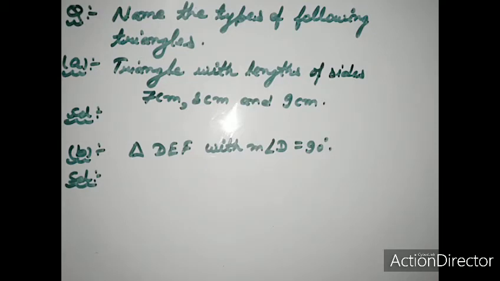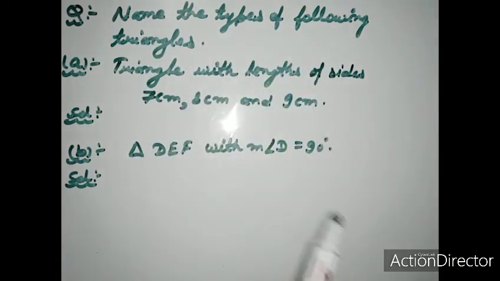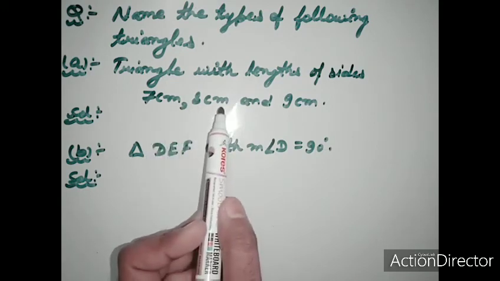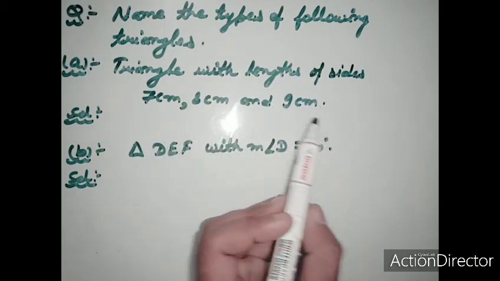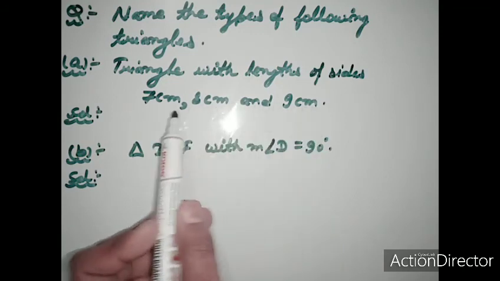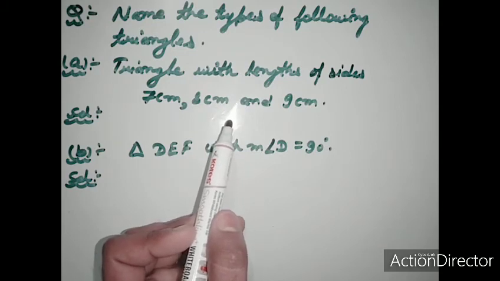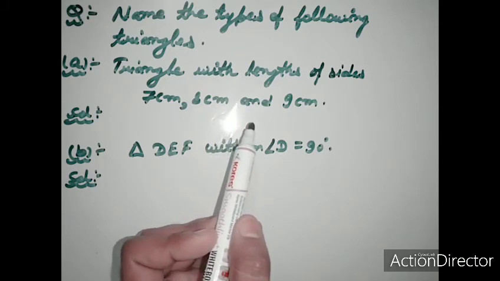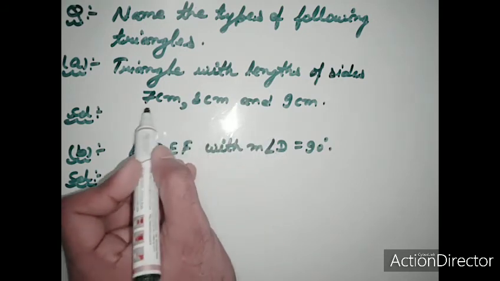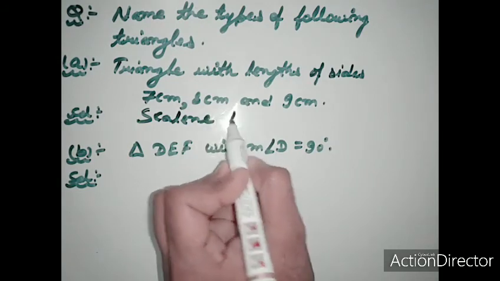Now here we differentiate these triangles, naming the types of the following triangles. Now the triangle with length of sides 7 cm, 8 cm and 9 cm. So dear students, we observe these all lengths here, and these all lengths are different. So we say that these type of triangle, where all sides have unequal lengths, are known as scalene triangle, right? Scalene triangle.